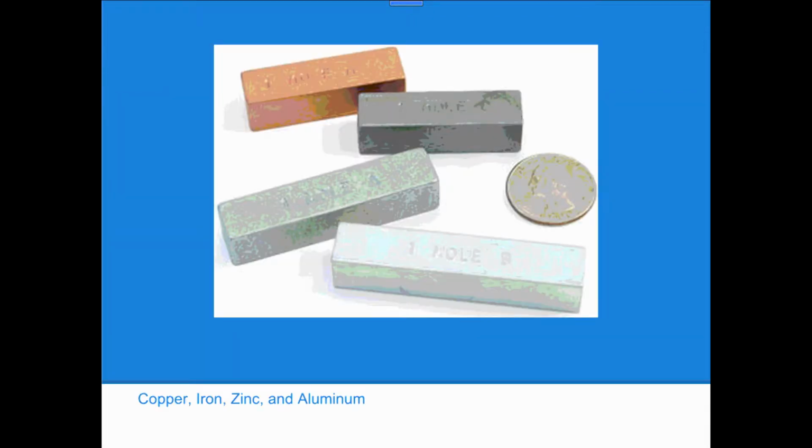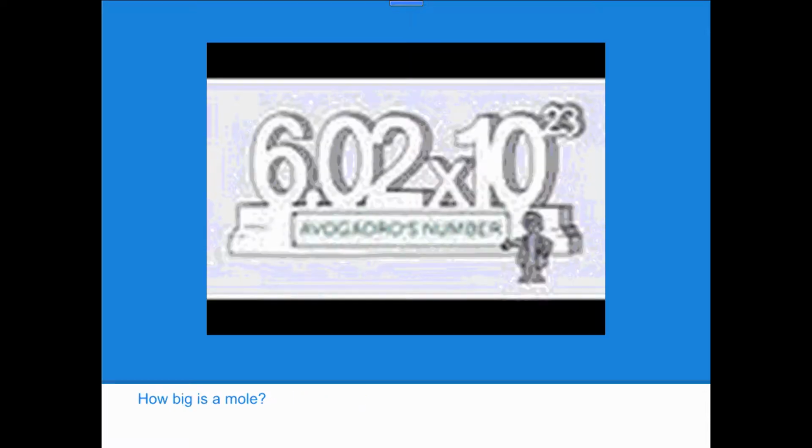For example, this picture, which you also have in your notes, is a mole of copper at the top, then a mole of iron, the second one from the top, sorry. And then third is zinc, and the one at the bottom there is aluminum. And then there's a quarter there for size. So a mole of a particular element is not that much. It's actually pretty small. And so it's great because atoms are so small, so we need this really big number to help us measure that.